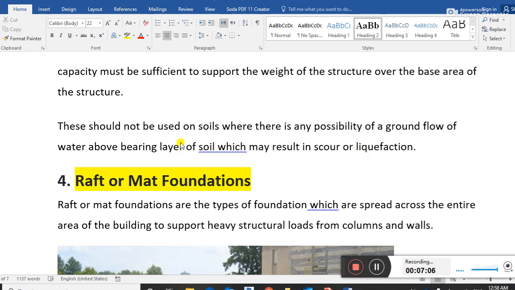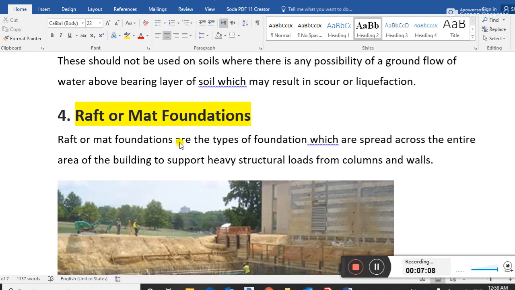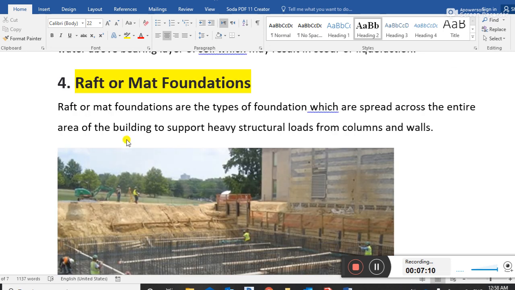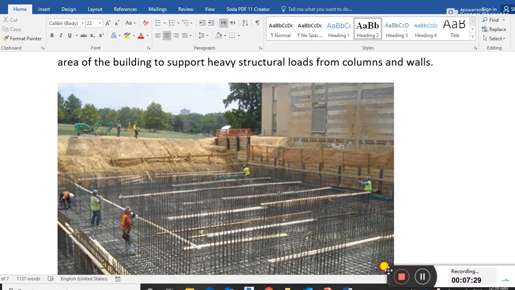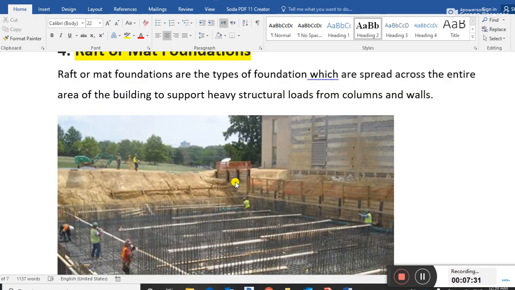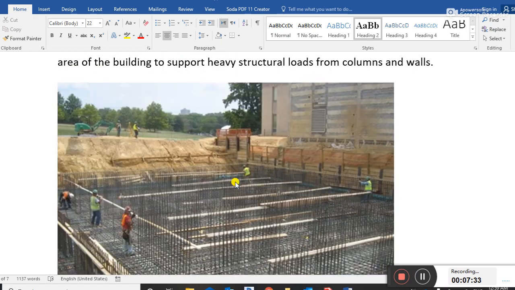Guys, this is important. Raft or mat foundation. Raft or mat foundations are types of foundation which are spread across the entire area of the building to support heavy structural loads from the columns and walls. This is, guys, the mat foundation or raft foundation.